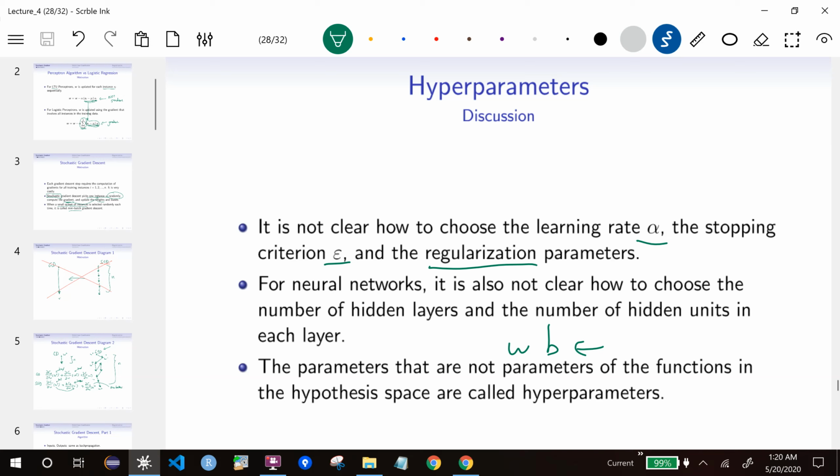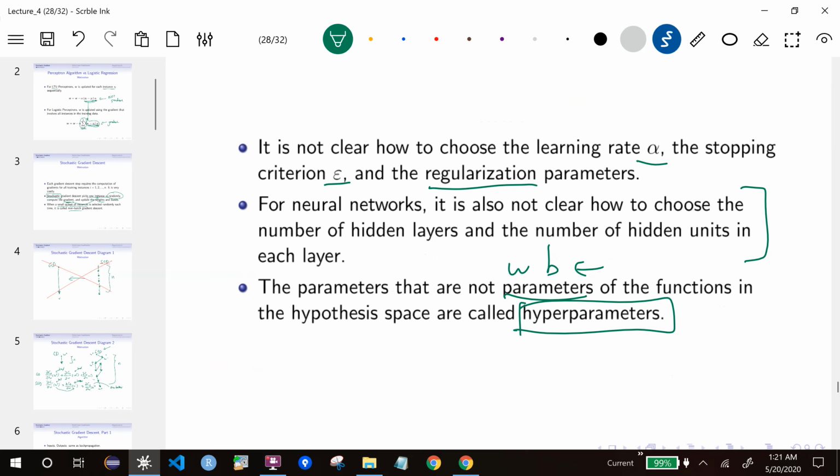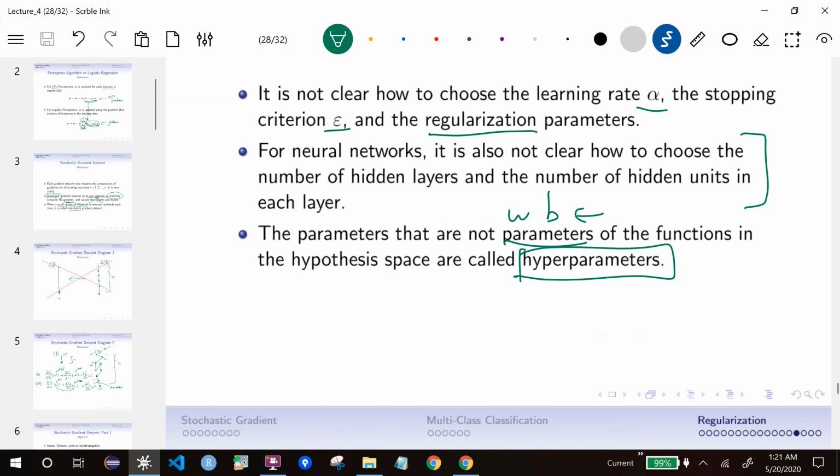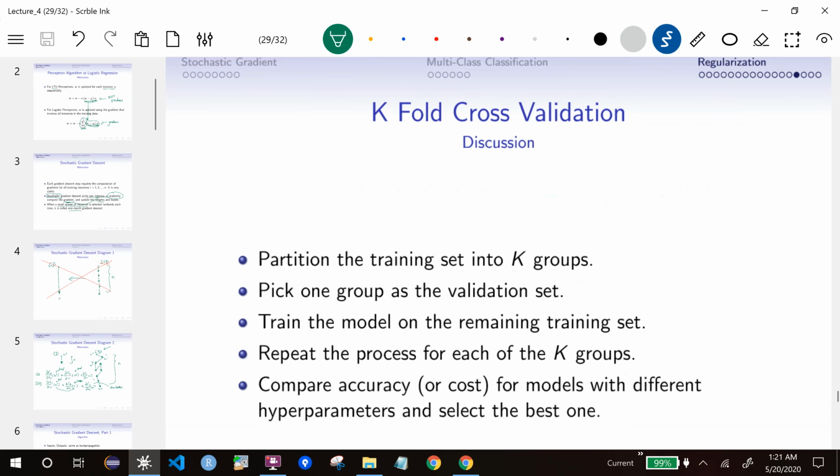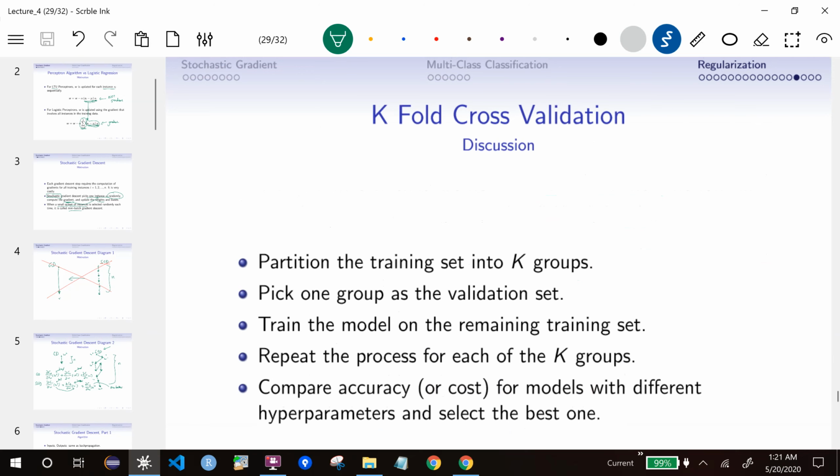different things. What is not clear is how to choose the number of hidden layers and number of hidden units. So you can try many of them, but you don't actually know how to compare which one is better, which one is worse, right? So these parameters that are not trained are called hyperparameters, and we'll talk about how to choose hyperparameters. The answer is mostly still just try different ones and see which one is better. But we need to define what better means. So one particular way to do that is called k-fold cross-validation.